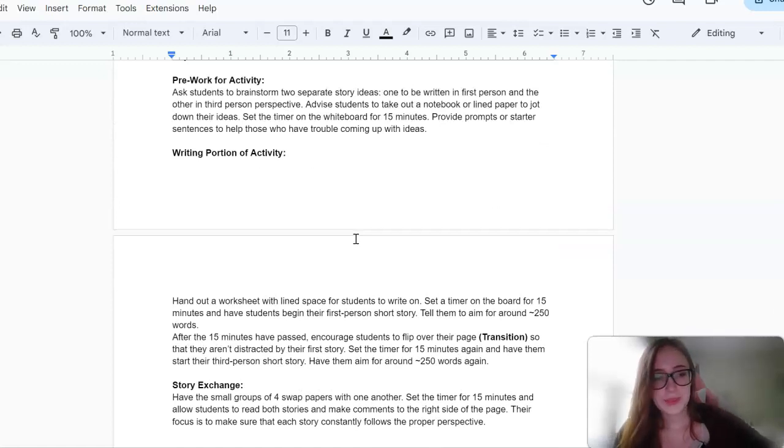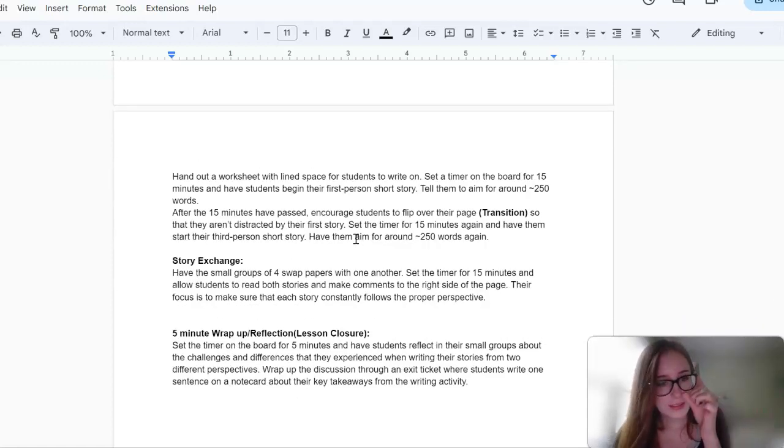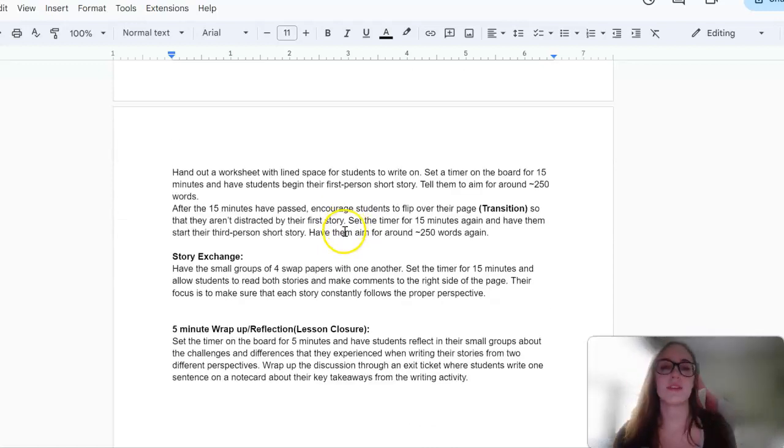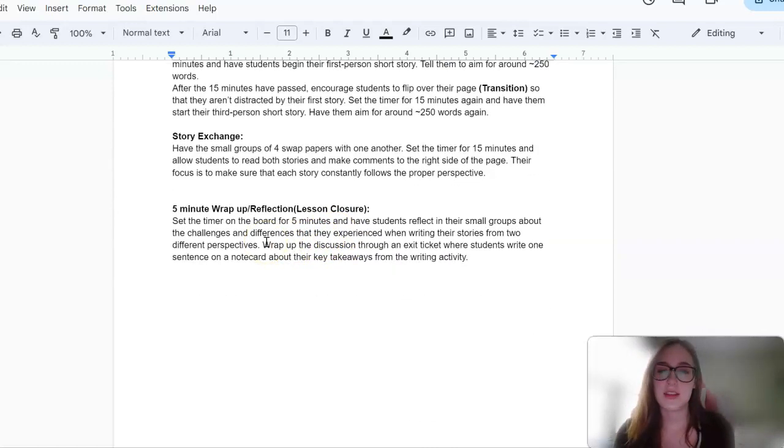And for the lesson outro, it kind of focuses on reflection, just to set another timer, 5 minutes, have students reflect in their small group about the challenges and differences that they experienced with their 2 different perspectives, as well as handing out note cards for students to write just one sentence about their takeaways from the writing activity.